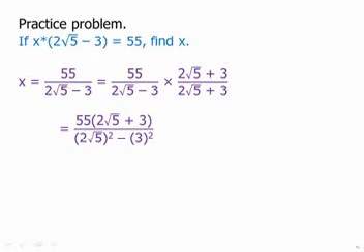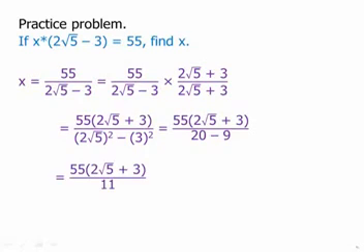And of course, 2 root 5 squared, as we learned from our operations with radicals a few videos ago, that's 2 squared times root 5 squared, 4 times 5, which is 20. And of course, 3 squared is 9. 20 minus 9, we get 11. We can cancel a factor of 11 in the numerator and denominator, and we're left with 5 times the quantity 2 root 5 plus 3. And that is the fully rationalized form of the answer.